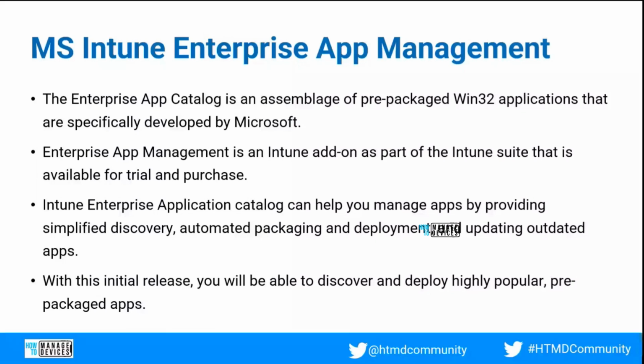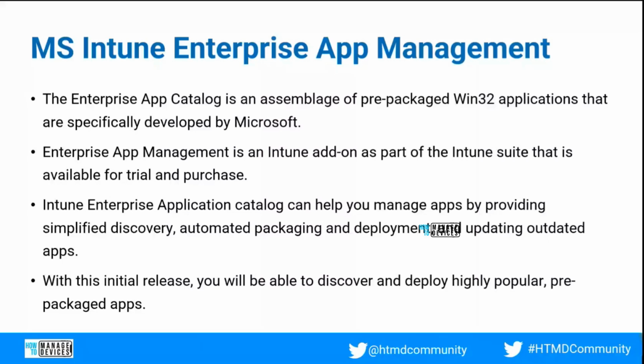Right, so the Intune Enterprise Application Catalog can help you manage apps by providing simplified discovery, automated packaging and development, and updating of outdated apps. These are some of the benefits. When you have the application in the enterprise application catalog and you create an application, it's very easy to discover. It's a kind of automated packaging. Your job is going to be very easy, your life is going to be very easy. It's very easy to upgrade or update all the applications you have deployed through Intune to the latest version using the catalog itself.